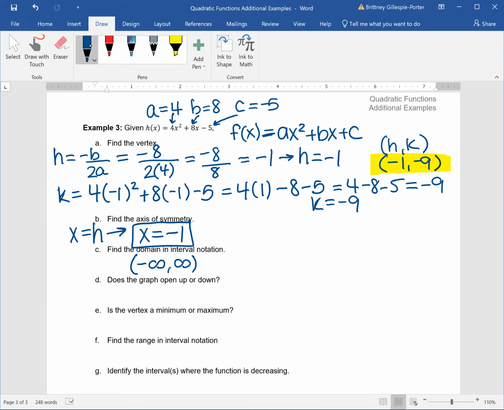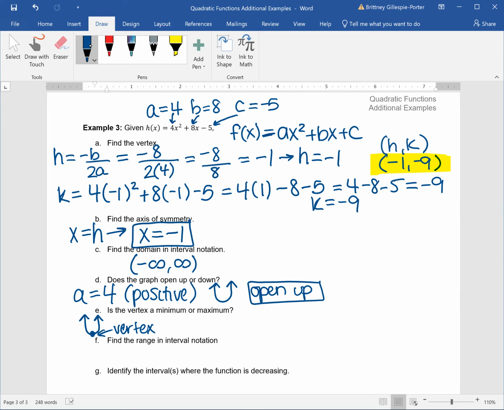Our graph opening up or down. Remember, that's all dependent upon a, our leading coefficient. We said a was 4, which is positive. And remember, when you are positive, you are happy, your mouth is smiling, corners go up, so we open up. If our graph is opening up, we know our vertex is our turning point, which means it's down here. And if it's down there, that means our vertex is a minimum.